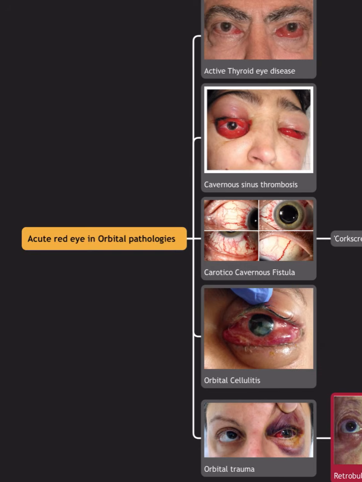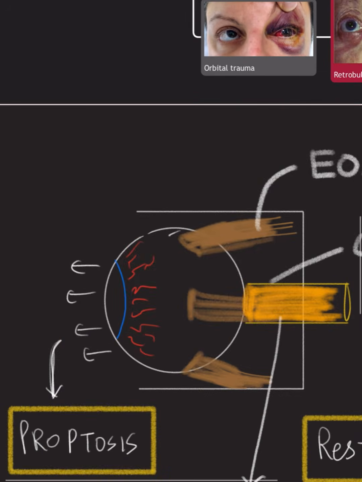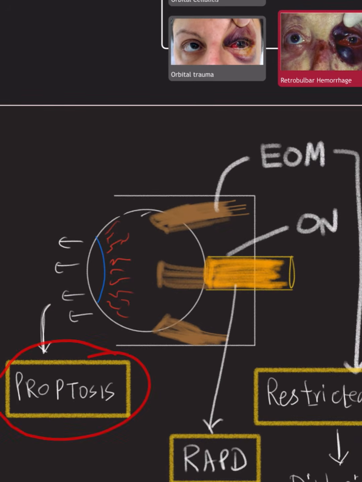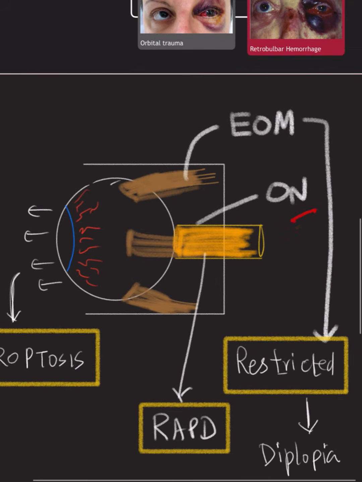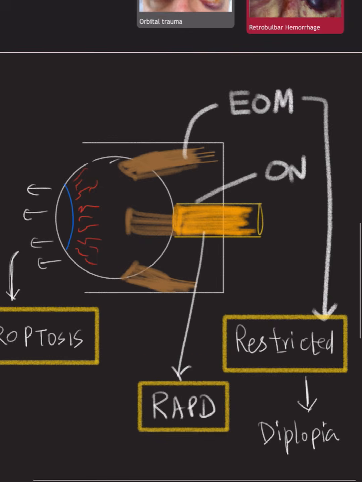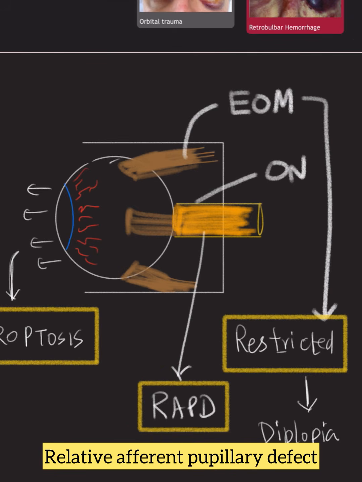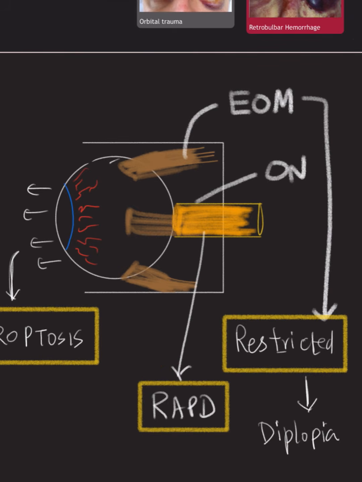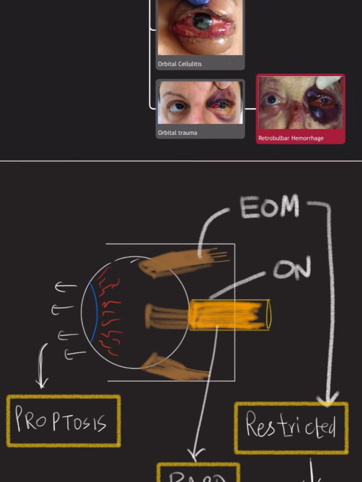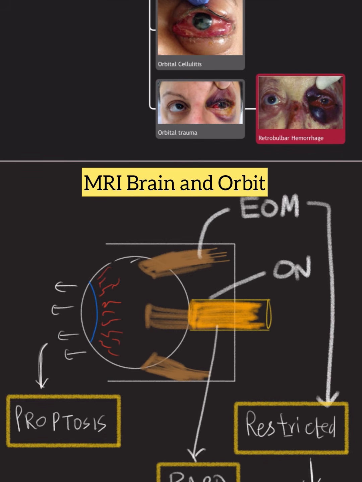So all these patients will have some common features. For example, these patients will have proptosis or bulging of the eyeball since orbit is involved. And because of the compression on the optic nerve, patients will lose their vision, so they will have RAPD or relative afferent pupillary defect. Also, these patients' extraocular movements would be restricted, therefore leading on to diplopia. And also understand that in these patients, MRI or neuroimaging is going to be mandatory.